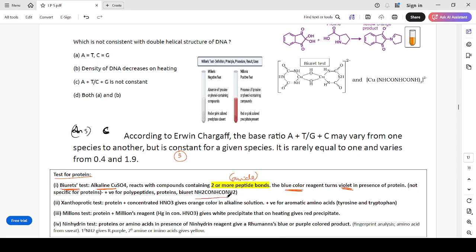Also for biuret, you can see that this is biuret. Biuret is nothing but urea which on dehydration, removal of water, gives NH2, CO, NH, CO, NH2. You can see 2 amide bonds are there. So it gives a false positive to this compound.